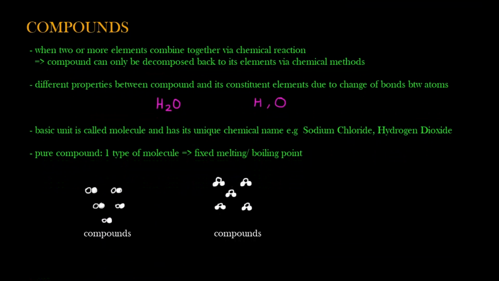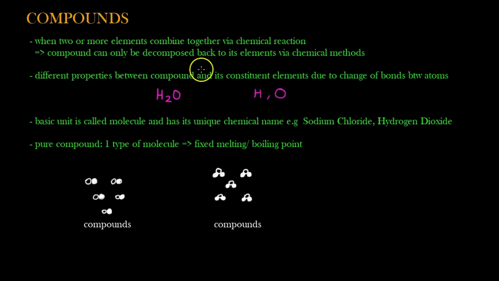Compounds are when two or more elements combine together via chemical reaction. This is very important: chemical reaction. You cannot just put them together and call them a compound. They have to actually react together chemically to be called a compound. A compound can only be decomposed back to its constituent elements via chemical methods. You cannot just use a hammer and break it. It doesn't go back to its elements via physical methods.